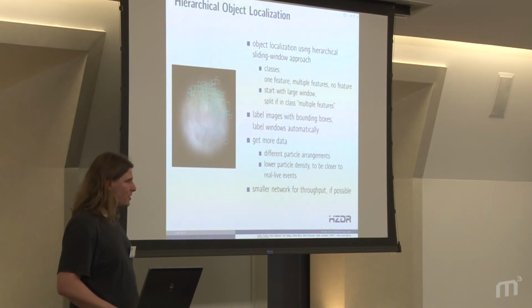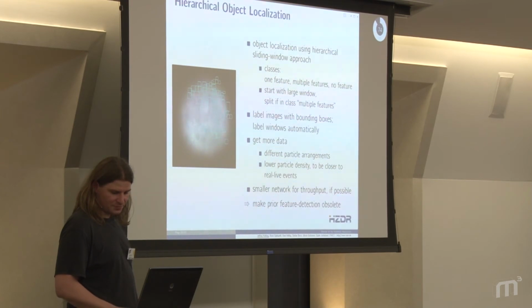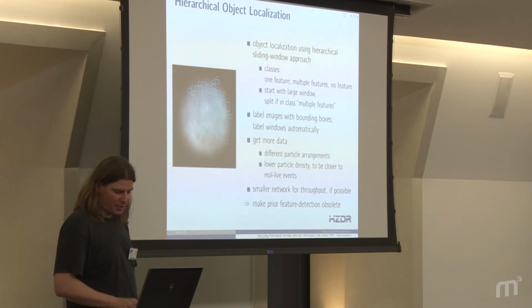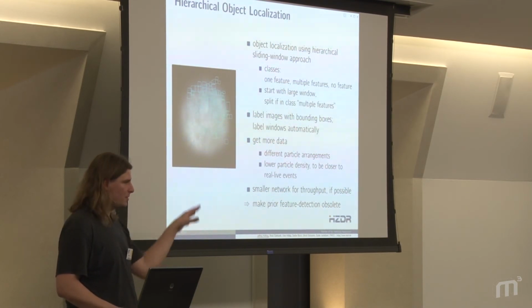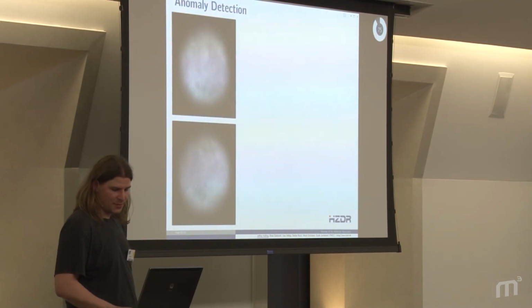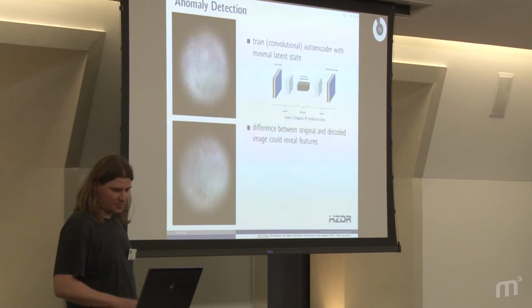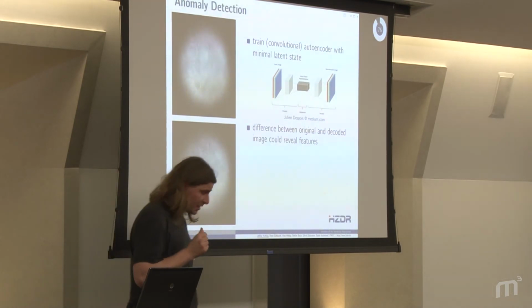But yeah, a smaller network will improve the throughput here, and we can do lots of small image classifications. And this will basically make the feature detection, which we made before, completely obsolete and replace the whole stack, basically. The other thing would be anomaly detection, which would use some concepts of unsupervised learning.